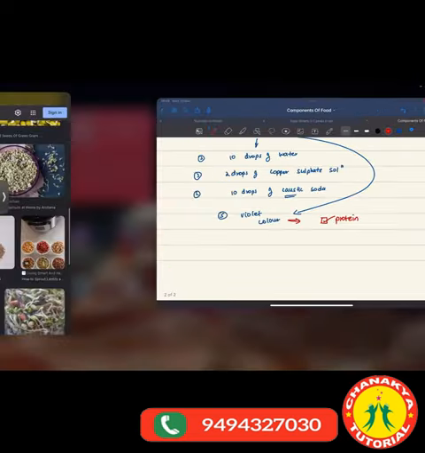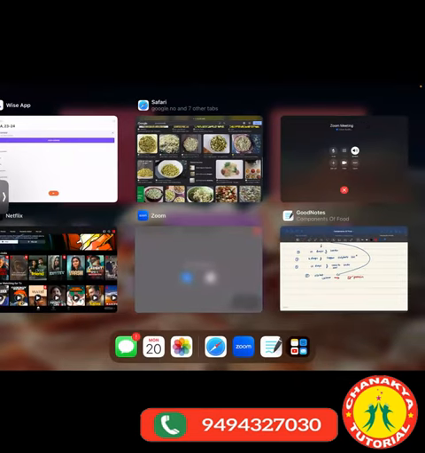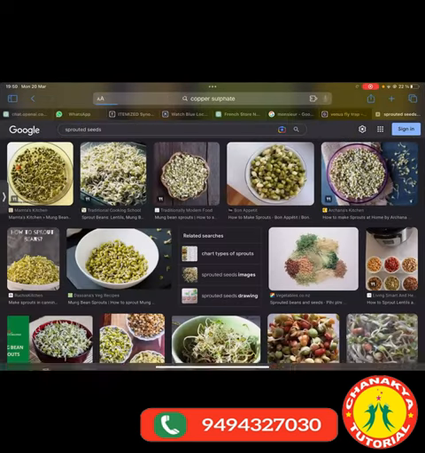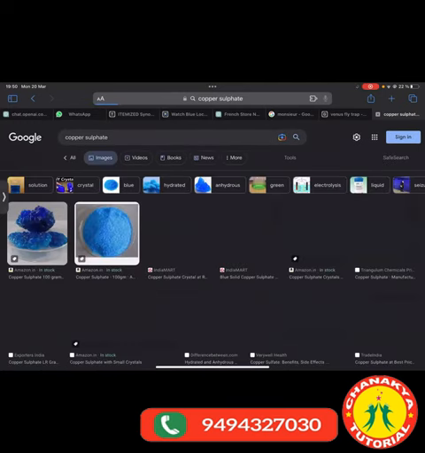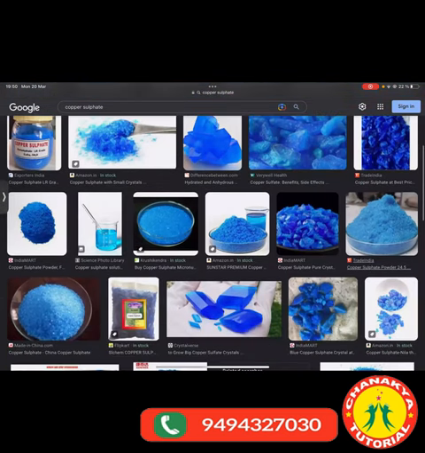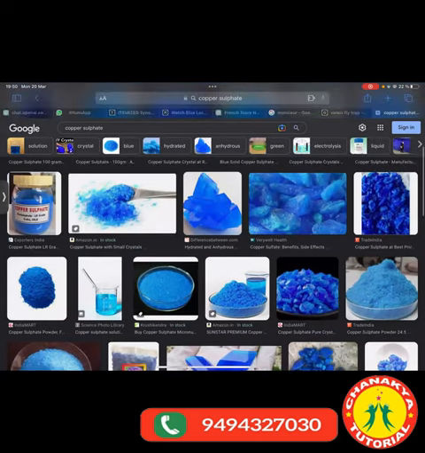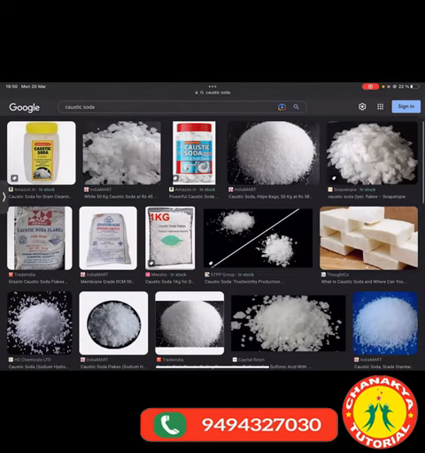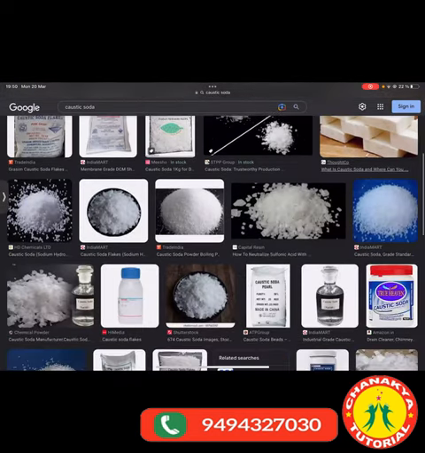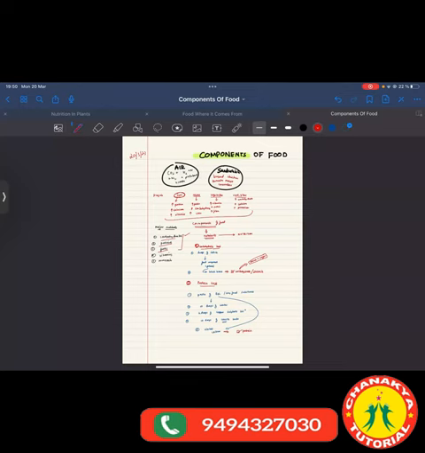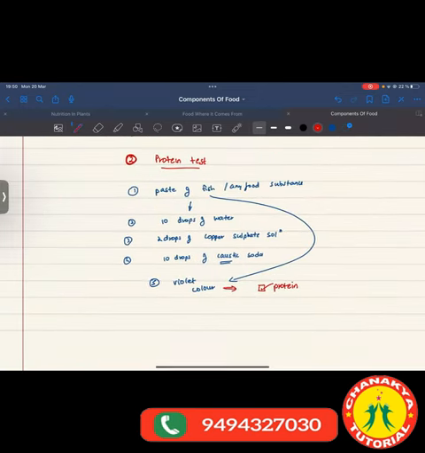I'll just show you the image. So it's like a blue powder. Can you see? This is only copper sulfate. This is caustic soda. All right, you can take a note of it. I'll just finish one last. It's already time. Just go through this and note it down.